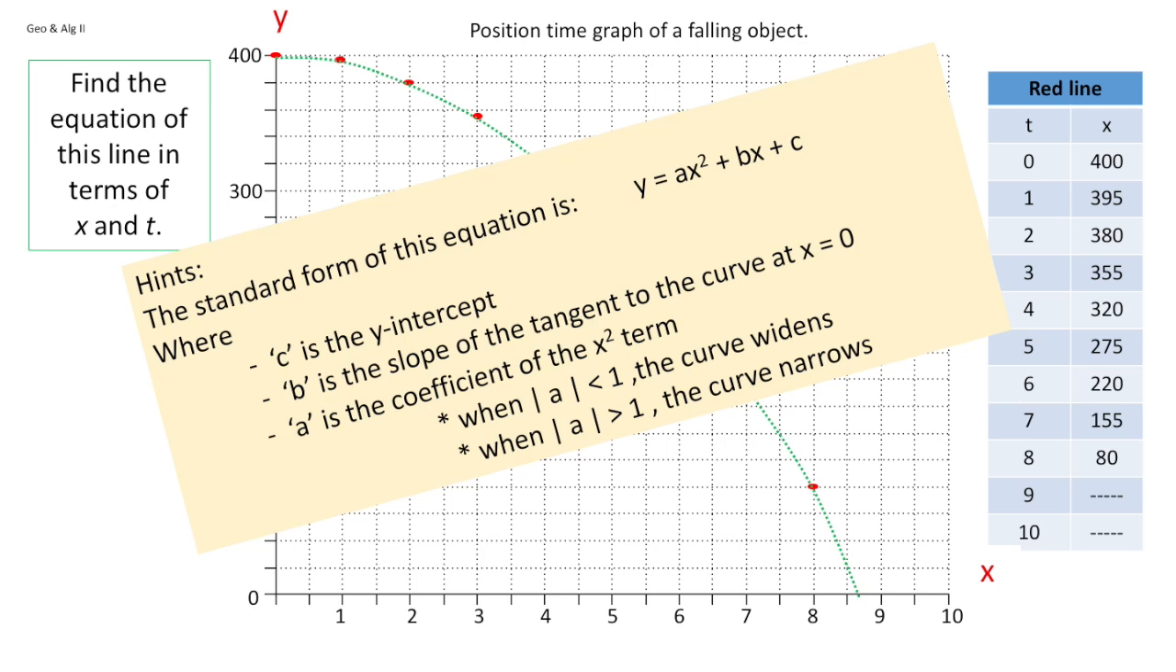In that form of the equation, c is the y-intercept, b is the slope of the tangent to the curve at x equals 0, and a is the coefficient of the x squared term. When the absolute value of a is less than 1, the curve widens, and when the absolute value of a is greater than 1, the curve narrows. Okay, let's slow down and take this one by one.